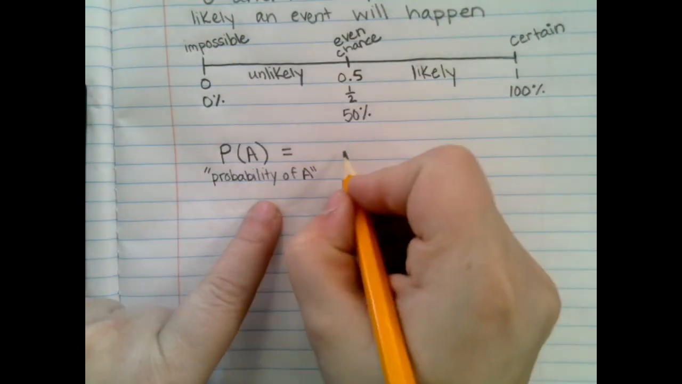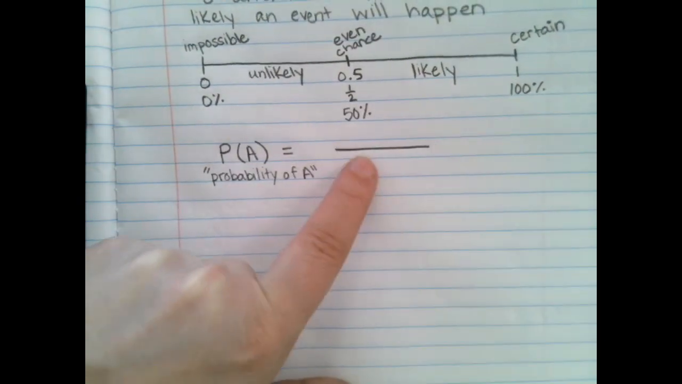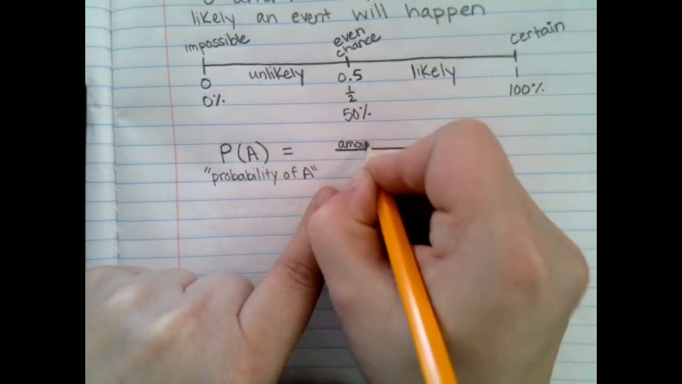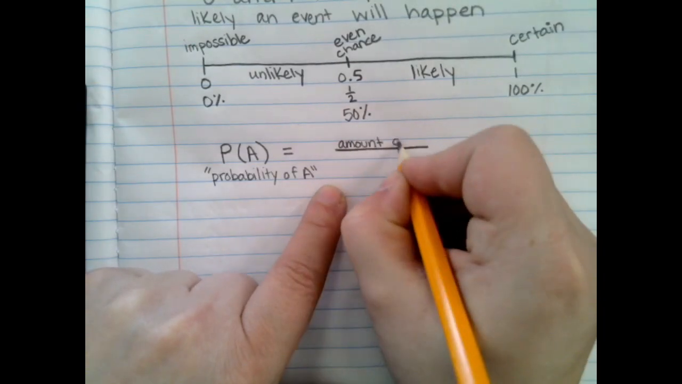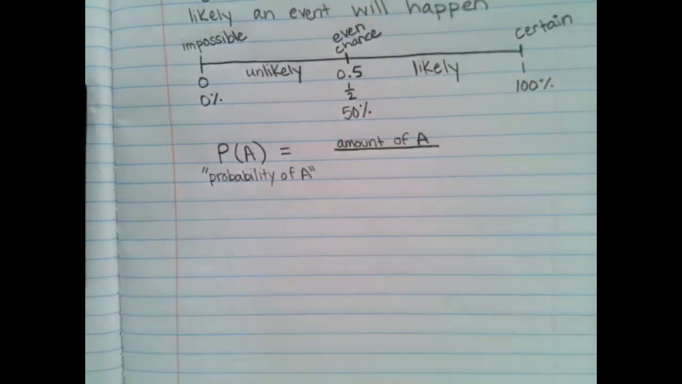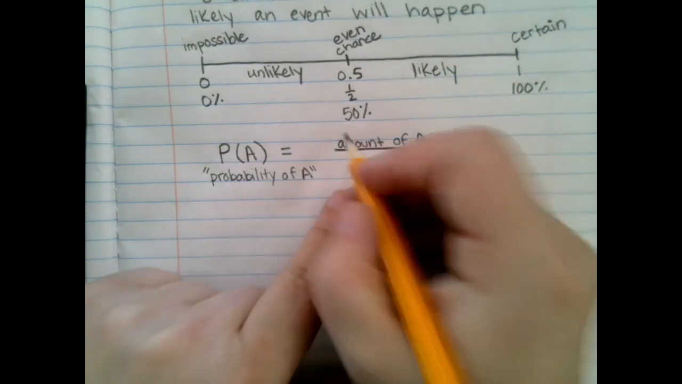All right, to find the probability, it's a fraction. In the numerator of the fraction, the top is the amount of A there is. So in the sample space, how many A's are there? Or how many of the thing there is, out of the total amount.